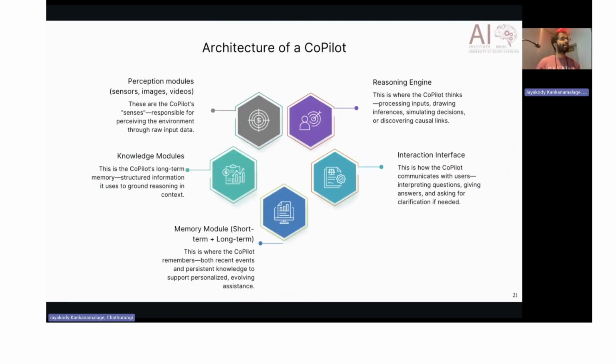Then finally, there is an interaction interface. This is how the Copilot communicates with the user. It is probably through a web interface, and it interprets questions and is able to take input from all the agents together, and answer questions from users in a single interface. And it also asks for clarifications. So you can ask it through this interaction interface.